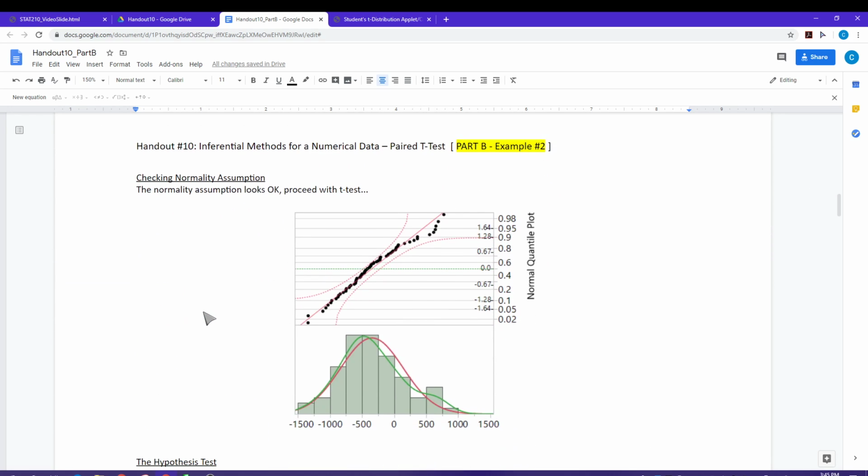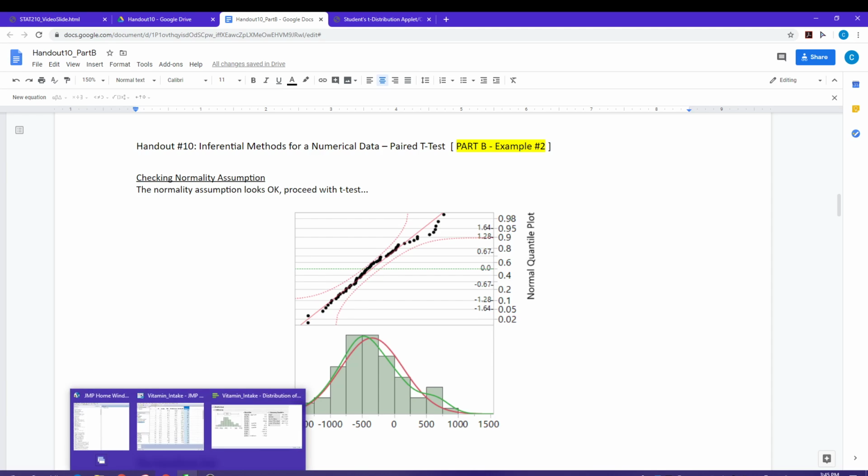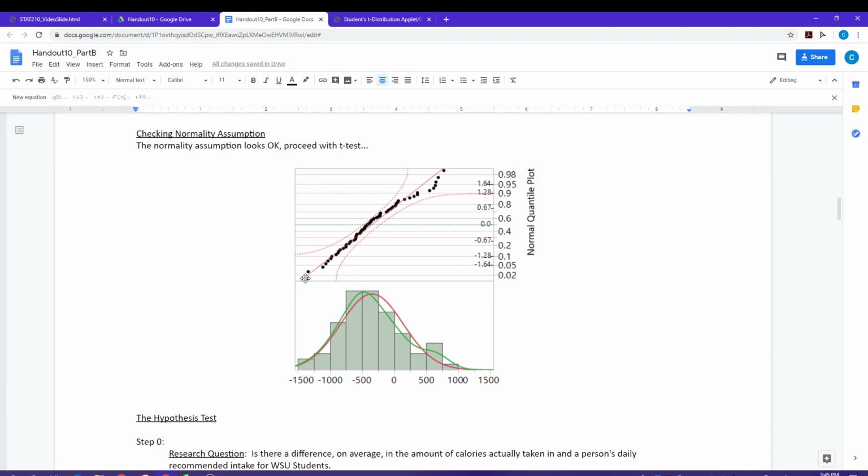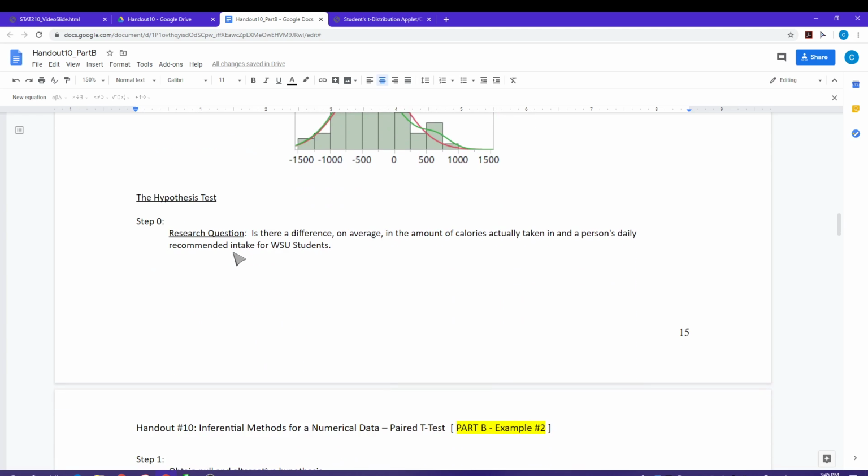Okay. Before we go forward with the test, we should check the normality assumption. And again, I do that from the red drop-down menu inside of JMP. I can just ask for the normal quantile plot. And what we're looking for is that the dots should be between these bands, which they are. So the normality assumption is okay. We can proceed with our t-test. My research question here: is there a difference on average in the amount of calories actually taken in and a person's daily recommended intake?